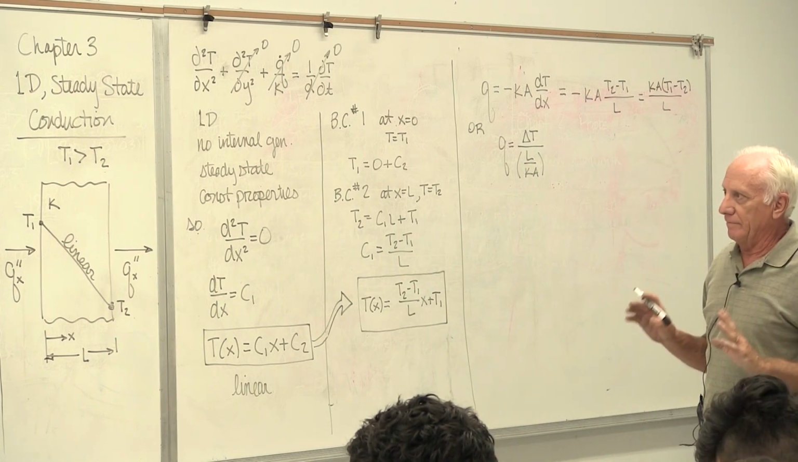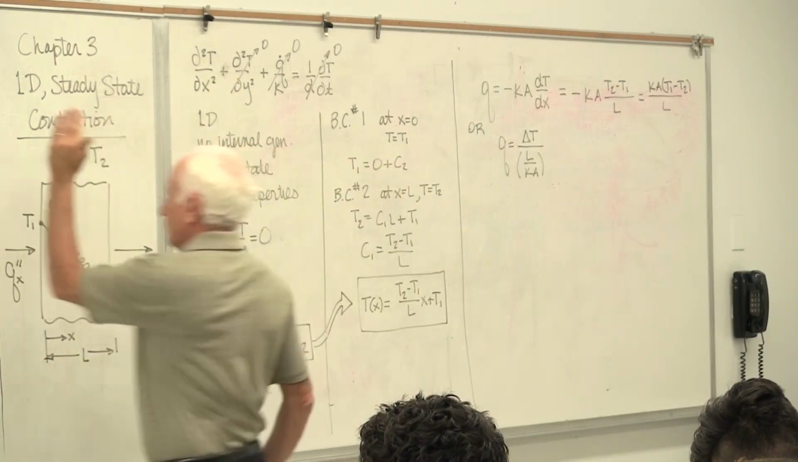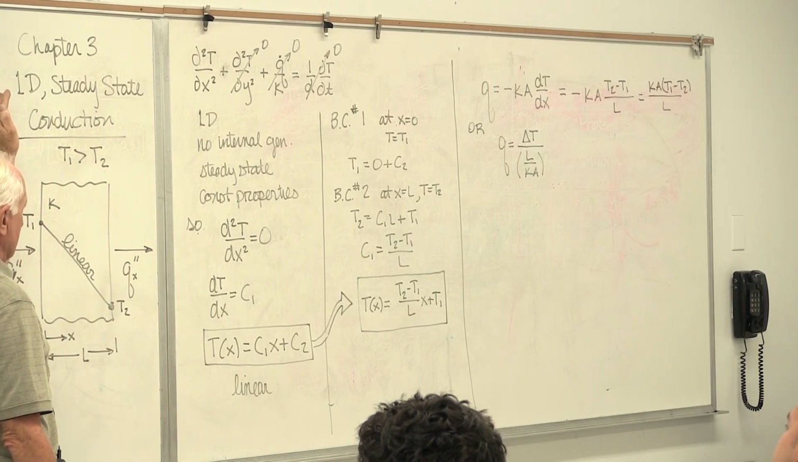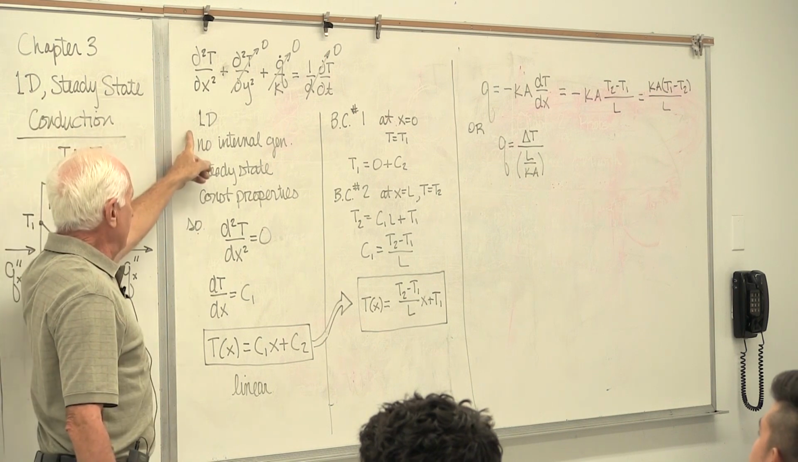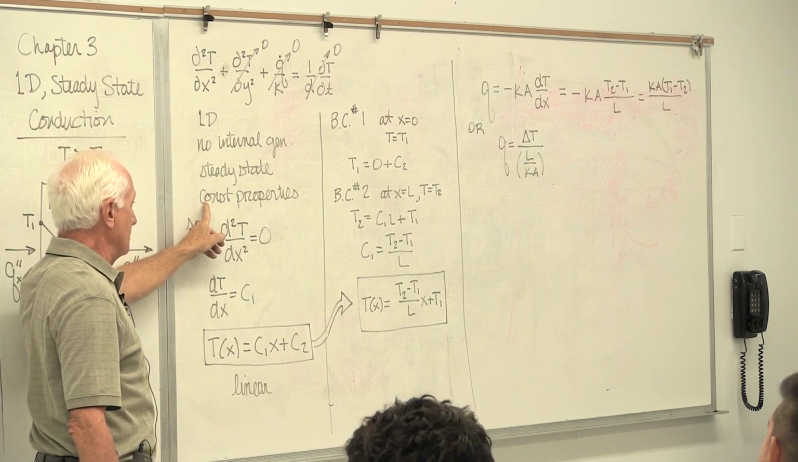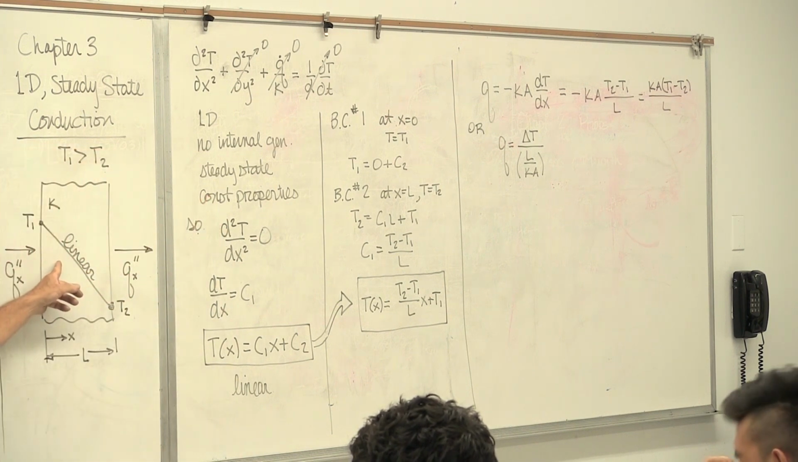Don't forget, every equation to the right of my arm has to be 1D, no internal generation, steady state, constant properties. Otherwise, you don't get a linear variation.